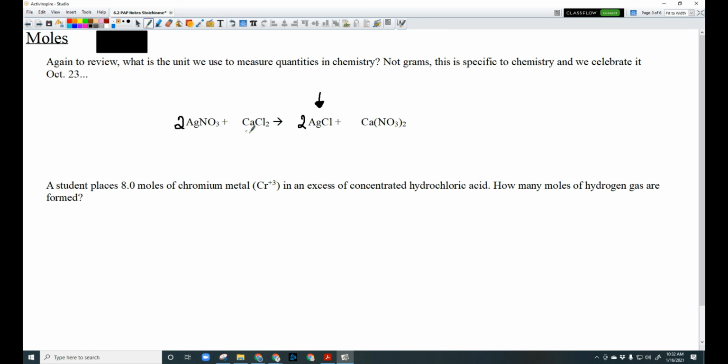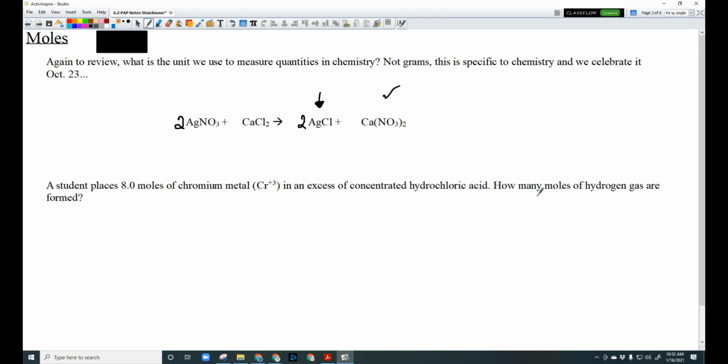So now we can move on to calcium. Calcium, we have 1 here, we have 1 here. So we're good. Chlorine, we have 2 chlorines here and then 2 chlorines here. So we're good. So now this equation is balanced. Now we can ask questions about this equation.